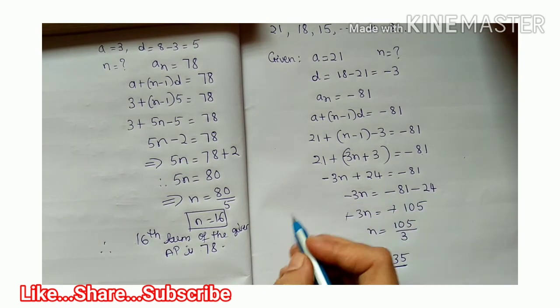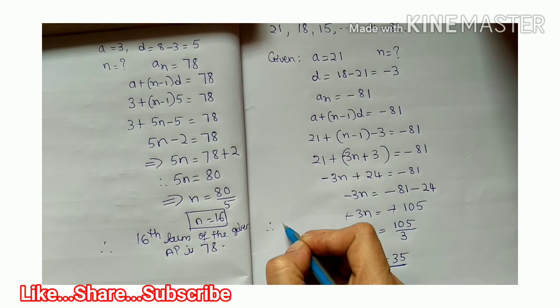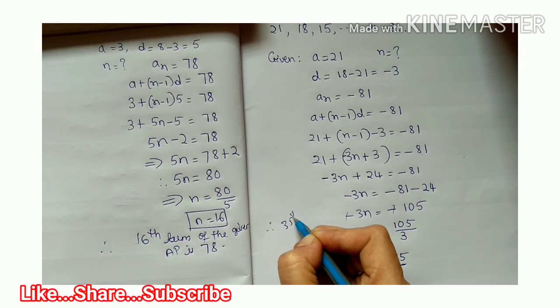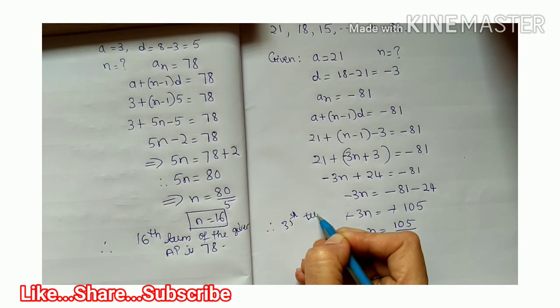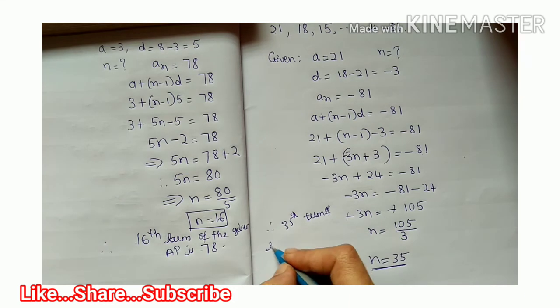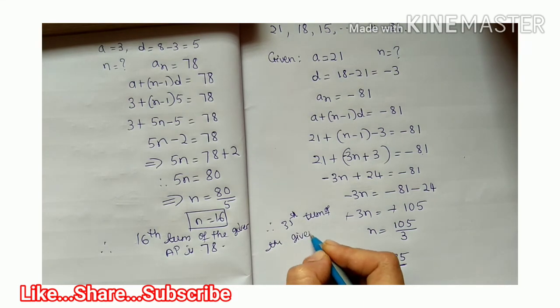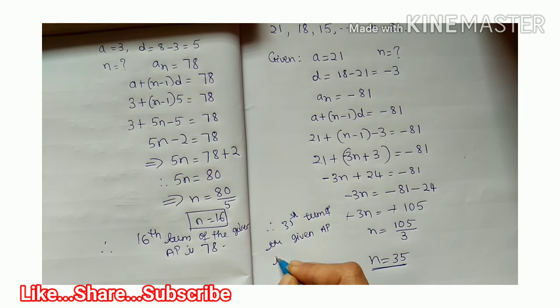Therefore, the 35th term of the given AP is minus 81.